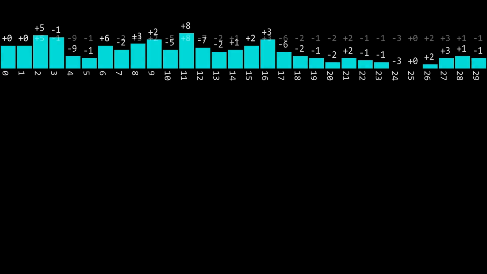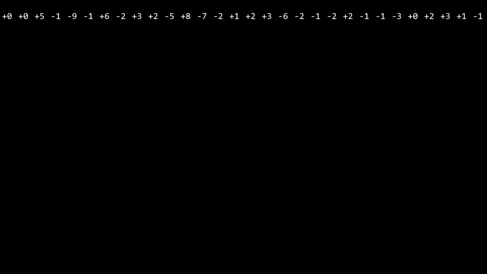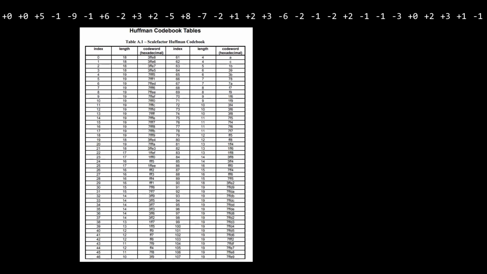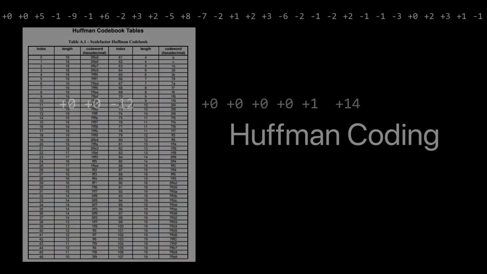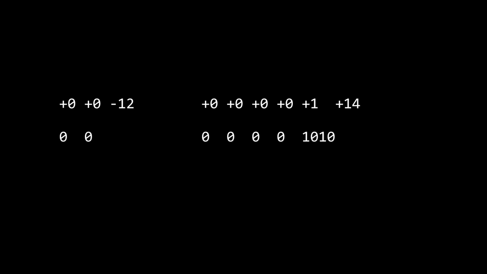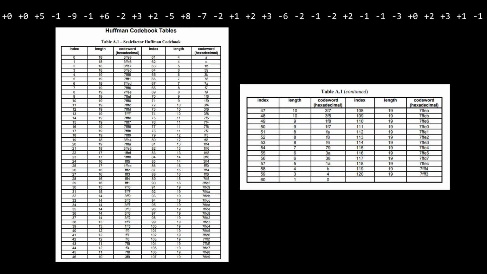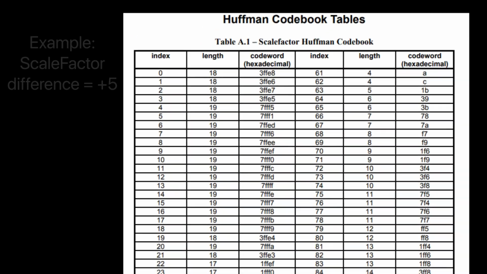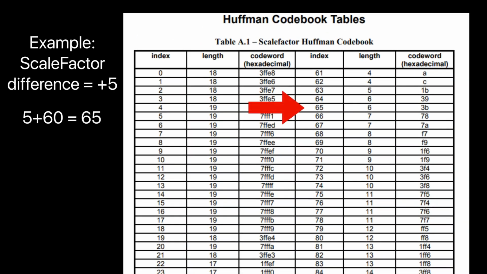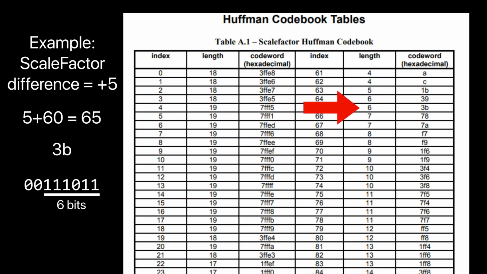To improve efficiency, we'll represent the scale factor differences with optimized codes in a process called Huffman coding. These codes are optimized so the more common values get shorter code words, while the less common values get longer code words. For our scale factors, we'll use table A.1 of the AAC specs. To find the code word, add 60 to the scale factor difference and get the corresponding value. Next, convert the code word from hex to binary and cut it to length bits by removing zeros on the left.